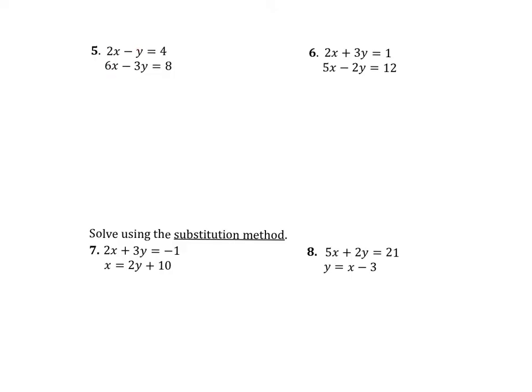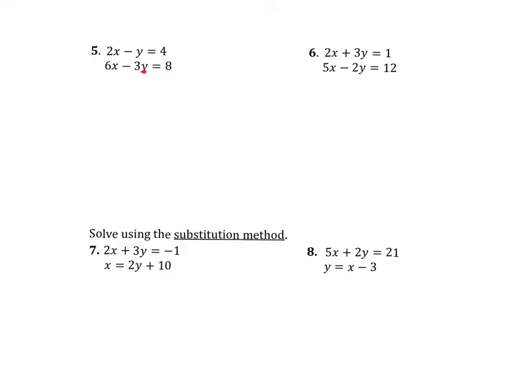Okay, let's see. The like terms are lined up, so it's set up for elimination. But the x's and the y's, neither one of them cancel right now, so I am going to have to multiply to make them cancel. There's more than one way to do this, as always. Okay, I'm going to think about the y's, I think.